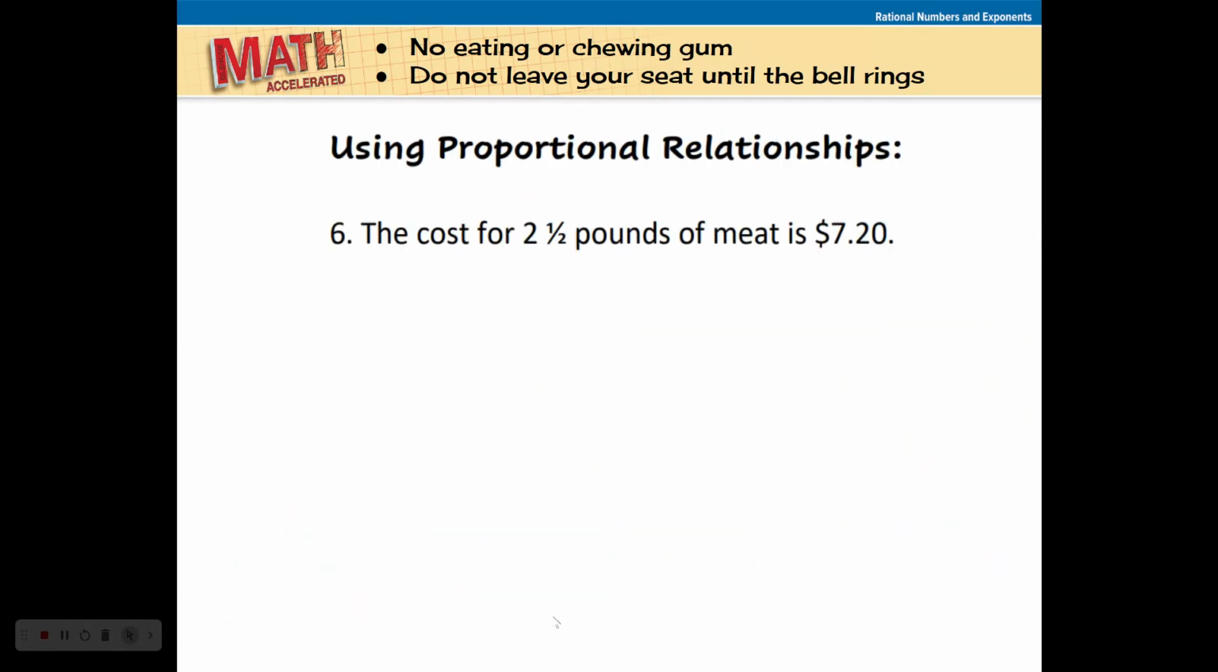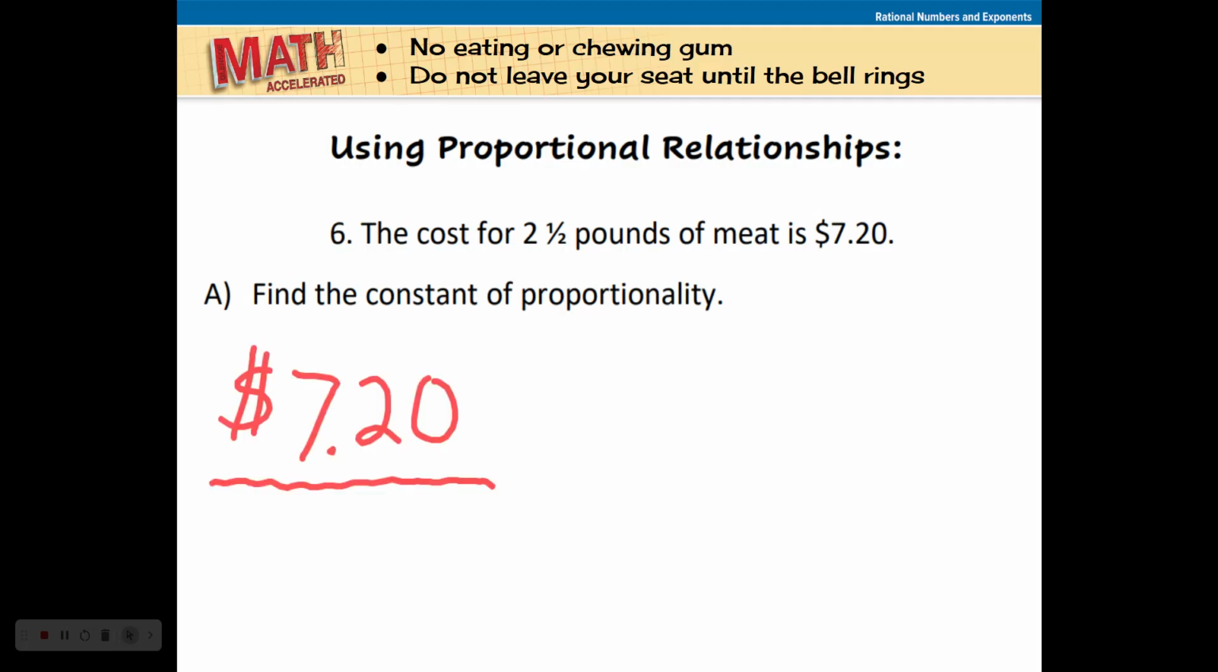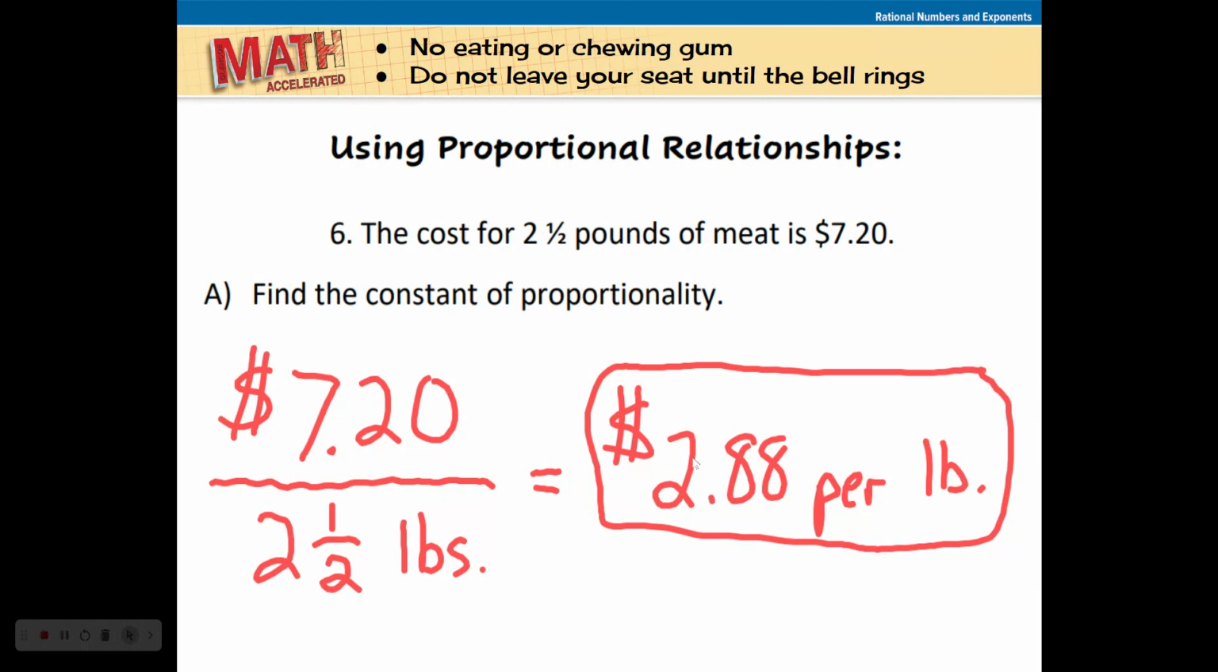And the last one here, number 6, using the whole idea of proportional relationships. The cost for 2.5 pounds of meat is $7.20. Letter A, first find the constant of proportionality. So we can go ahead and divide price by pounds. That would simplify to $2.88 per pound. So the constant of proportionality is 2.88.